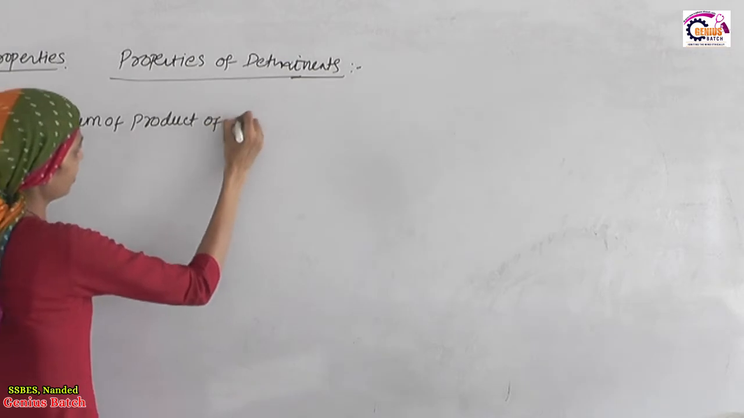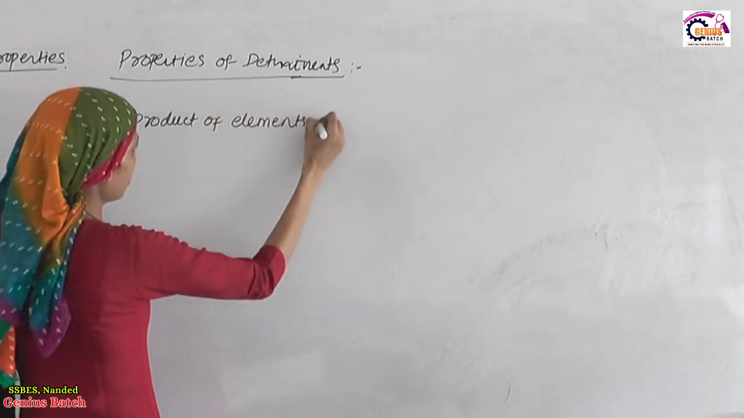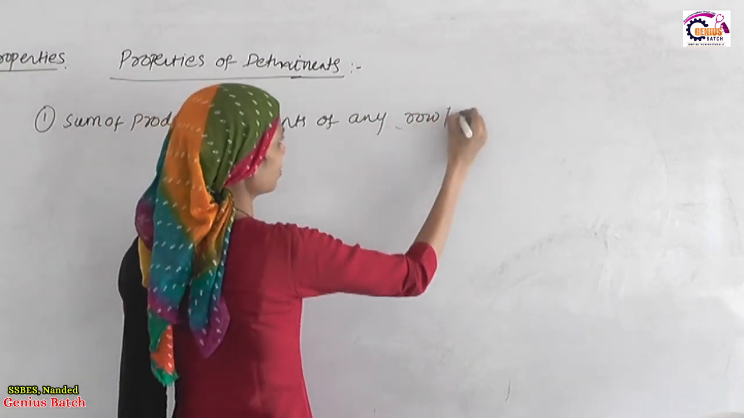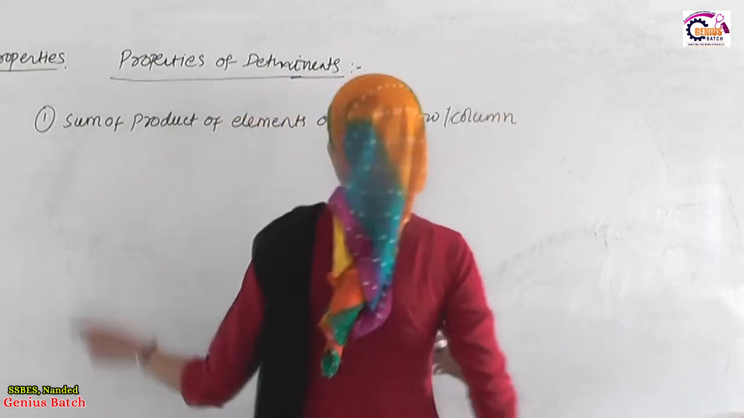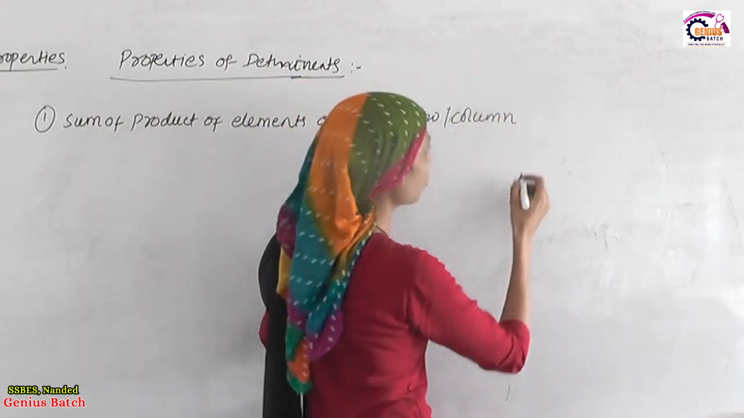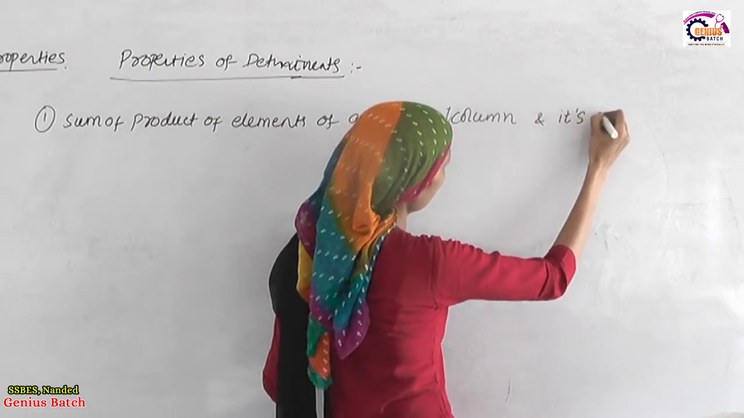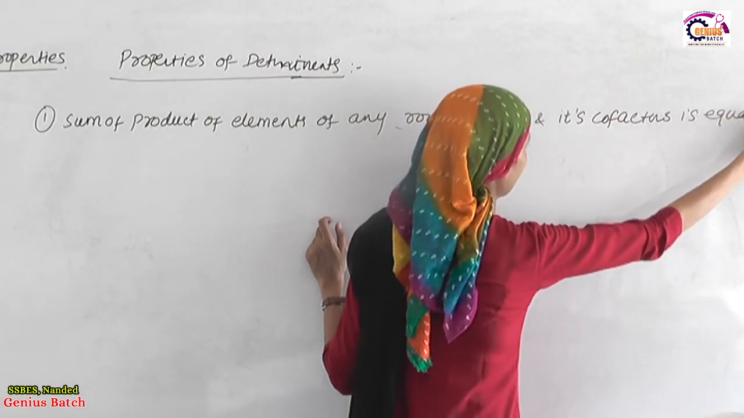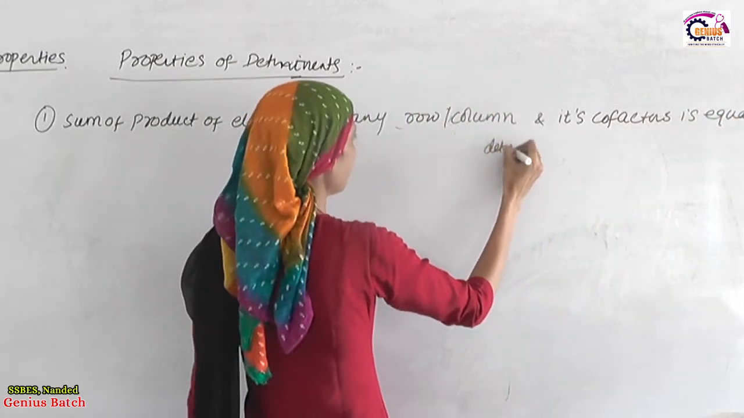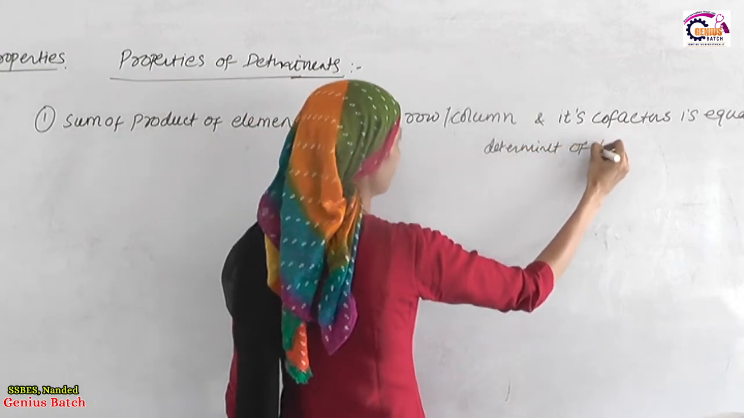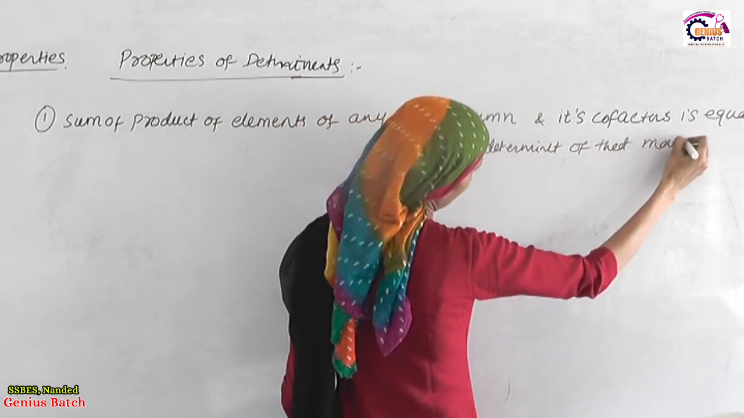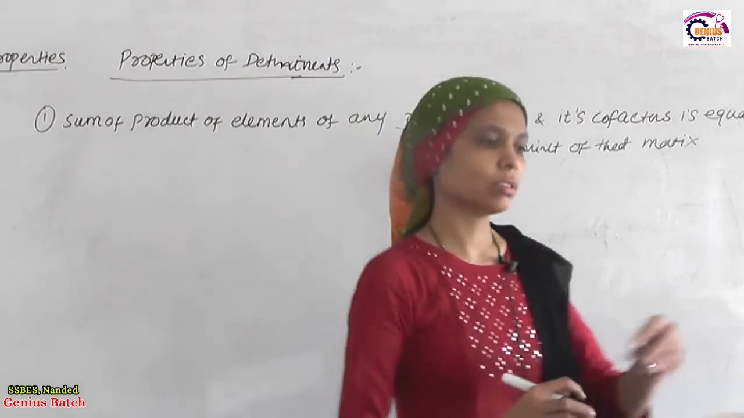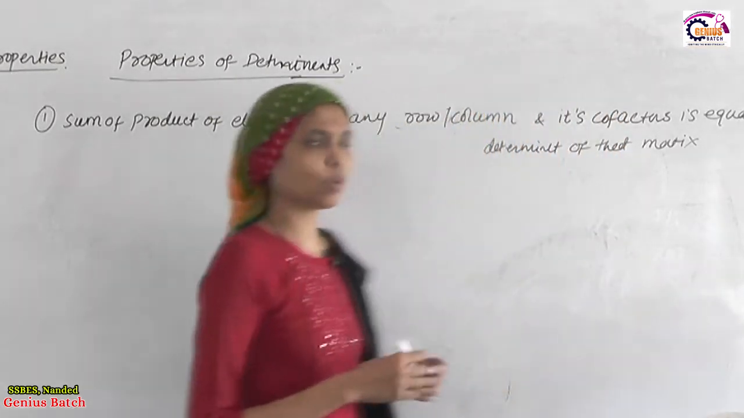So this was the first property, that is, the sum of products of elements of any row or column and its cofactors is equal to the determinant of that matrix. It is equal to the value of the determinant A. So we can verify the property one more time; we saw it in an example.